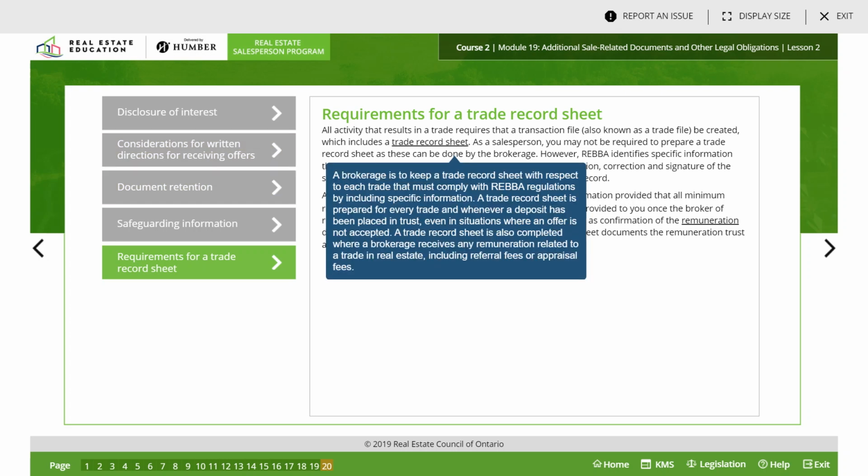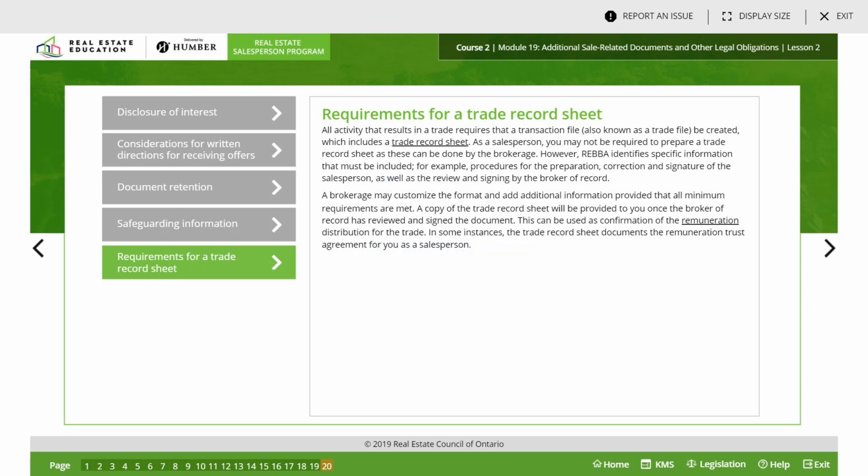So what is a trade record sheet? A brokerage is to keep a trade record sheet with respect to each trade that must comply with REBA regulations by including specific information. A trade record sheet is prepared for every trade and whenever a deposit has been placed in trust, even in situations where an offer is not accepted. A trade record sheet is also completed where a brokerage receives any remuneration related to a trade in real estate, including referral fees and appraisal fees.